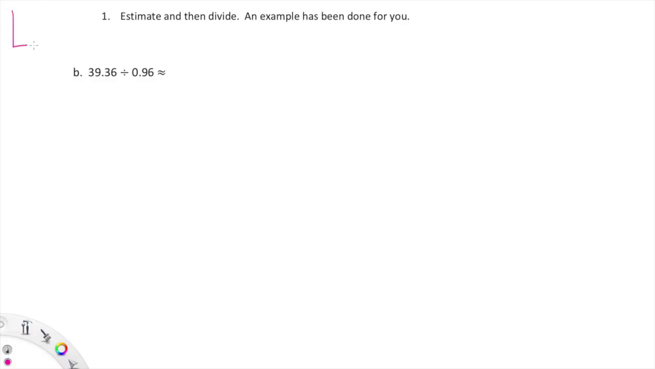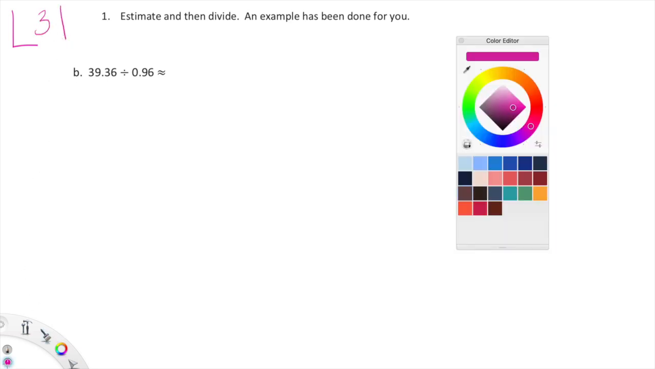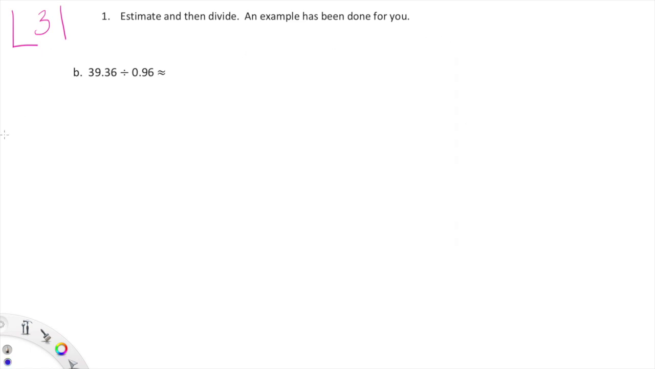We are launching into lesson 31. We are going to see a lot of similarities between lesson 31 and lessons 29 and 30. Lesson 31 is very, very similar. We're still dividing by decimals, but in lesson 31, we're going to estimate. We're going to use our estimation skills first.